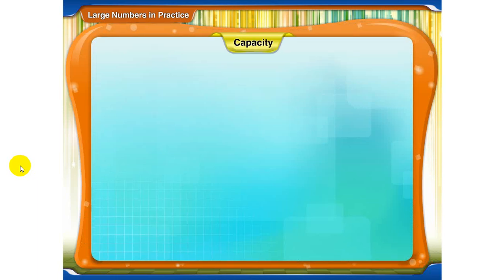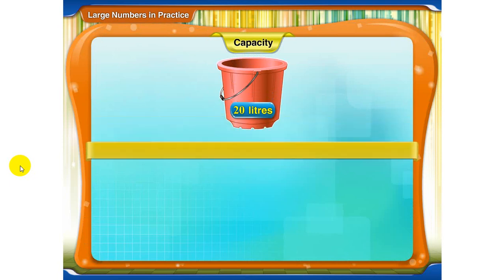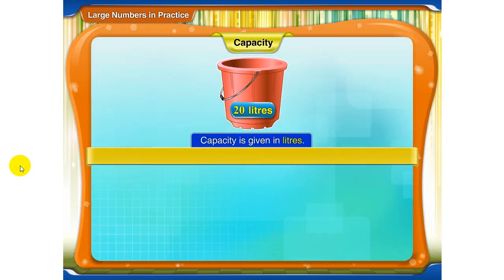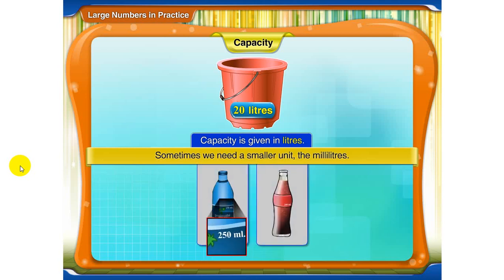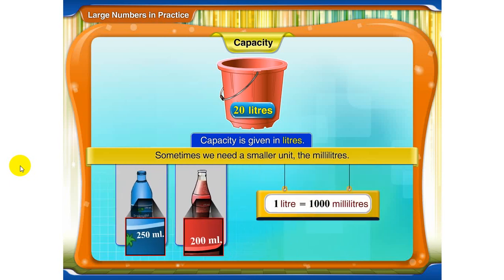Capacity. What is the capacity of a bucket for holding water? It is usually 20 liters. Capacity is given in liters, but sometimes we need a smaller unit, the milliliter. A bottle of hair oil or a soft drink have labels which give the quantity of liquid inside in milliliters. 1 liter is equal to 1000 milliliters. So, units of capacity are milliliters and liters.